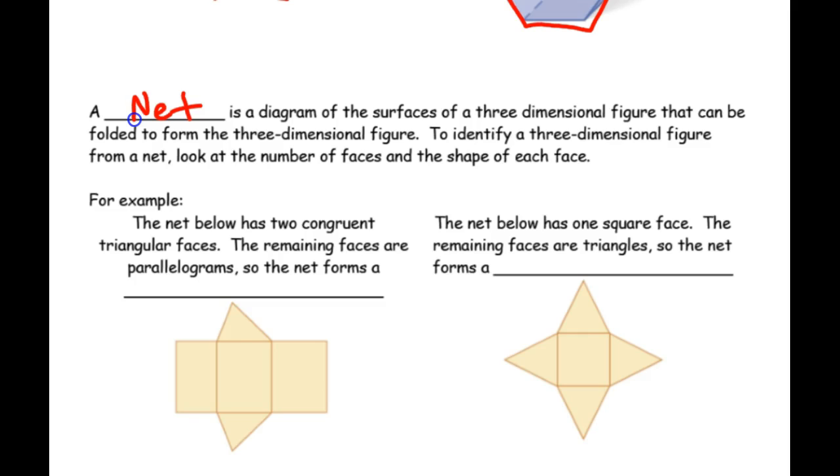So let's do this one together. How many bases are here? 2, and they're connected by rectangles. So again, 2 bases with rectangles. What's that called? A prism. But what kind of prism is this? You look at the base. So we just outlined it. It is a triangle. So we say triangular. Now the next one, how many bases are there?